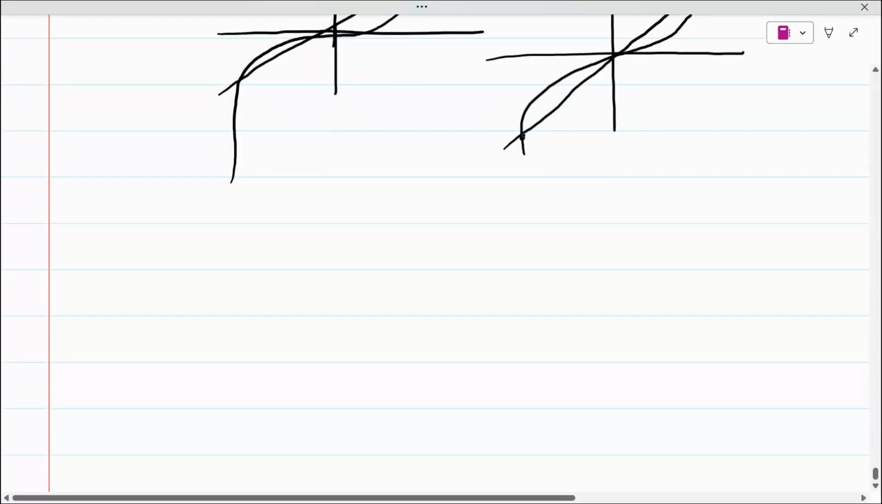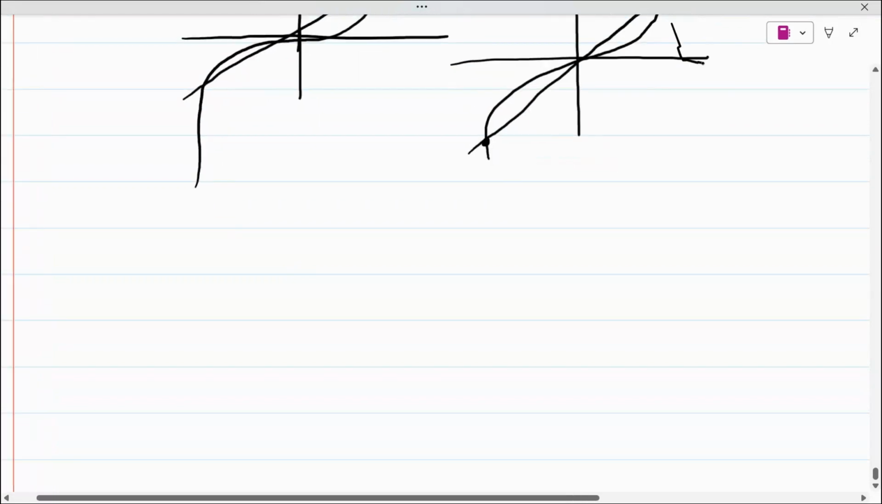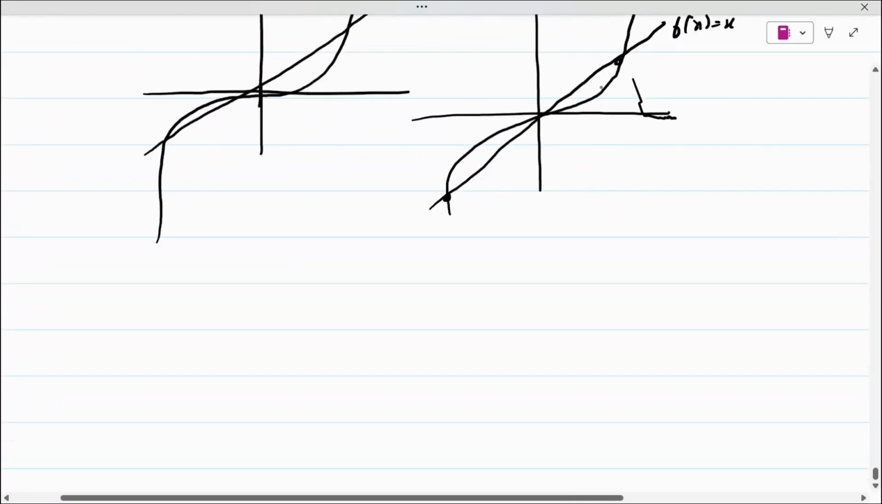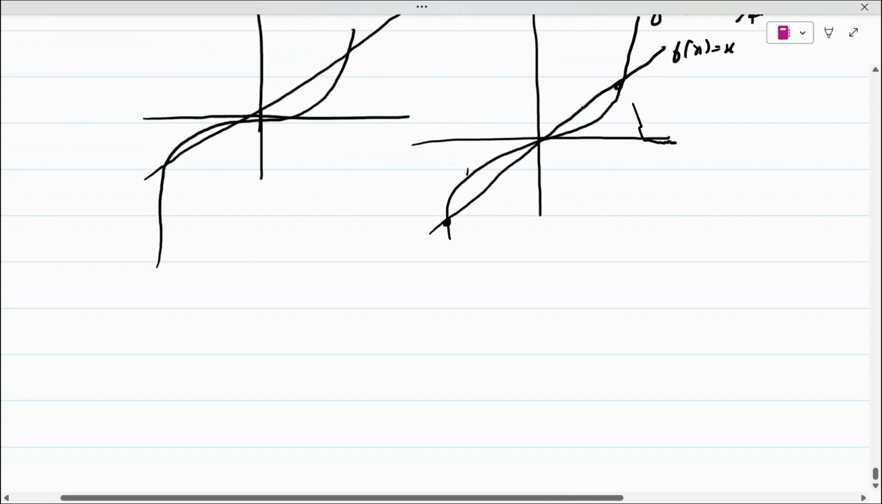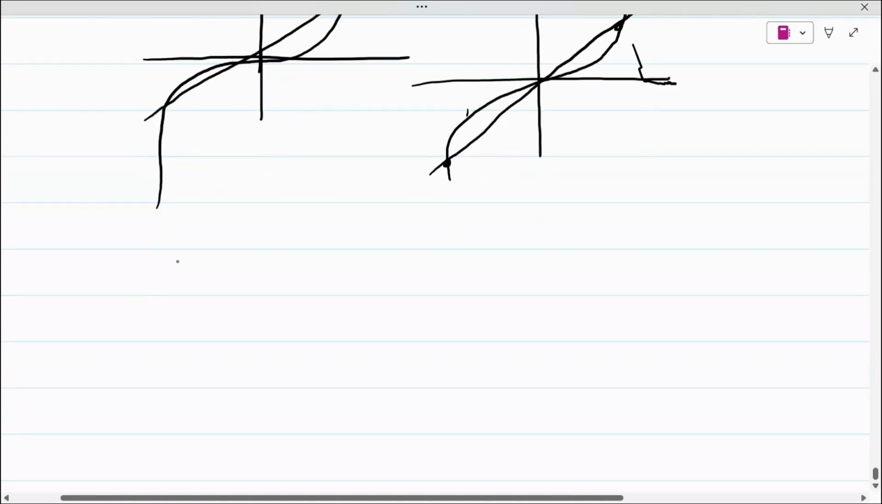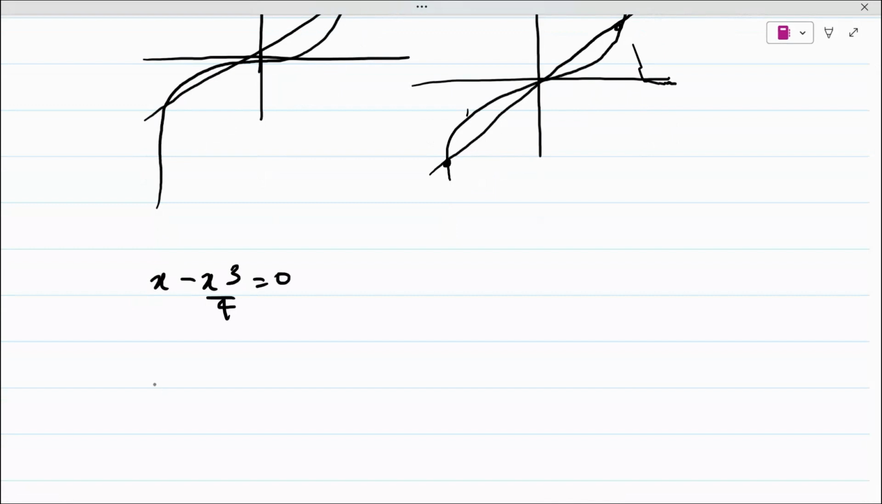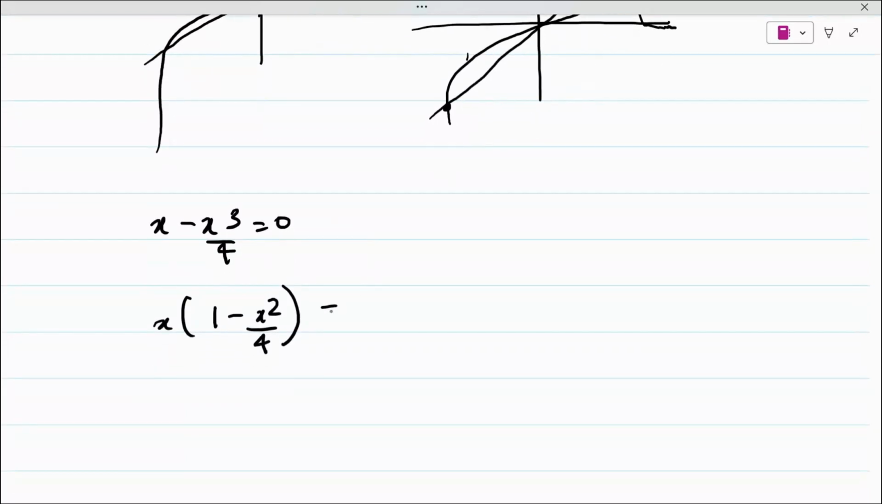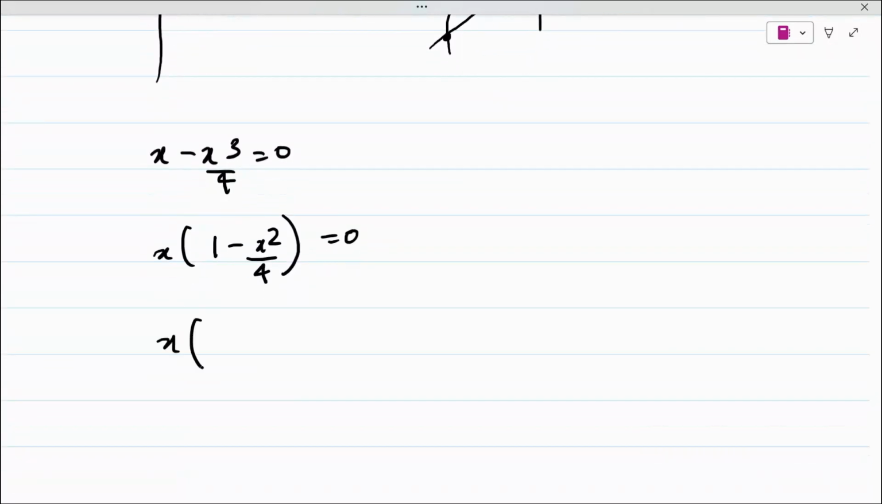So let's find these points. Because here g of x is greater, and here f of x is greater. So we find those points. So let's go x minus x cubed by 4 equals 0. We take x out. We have 1 minus x squared by 4. Now this is kind of familiar. We can again factorize this as a squared minus b squared. So we get a plus b into a minus b.